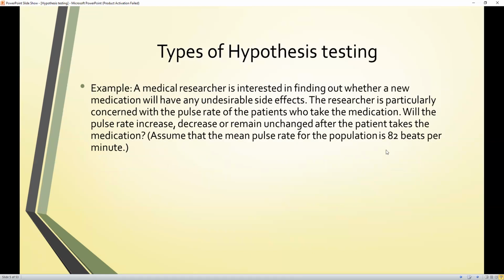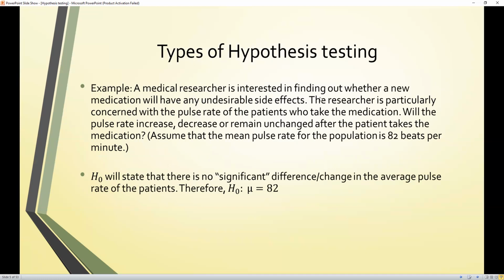So, examples of hypothesis. A medical researcher is interested in finding out whether a new medication will have any undesirable side effects. The researcher is particularly concerned with the pulse rate of the patients who take the medication. Will the pulse rate increase, decrease, or remain unchanged after the patient takes the medication? Assume that the mean pulse rate of the population is 82 beats per minute. We know this one, the 82 beats per minute, is considered to be common knowledge with regard to the pulse rate. It's like a known fact that the average is 82 beats per minute.